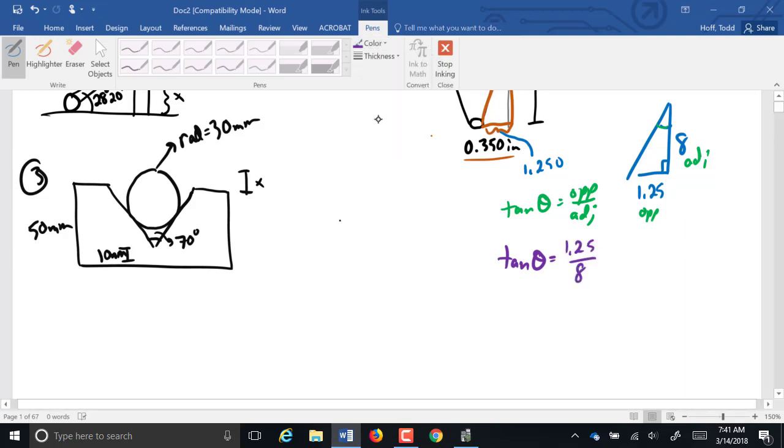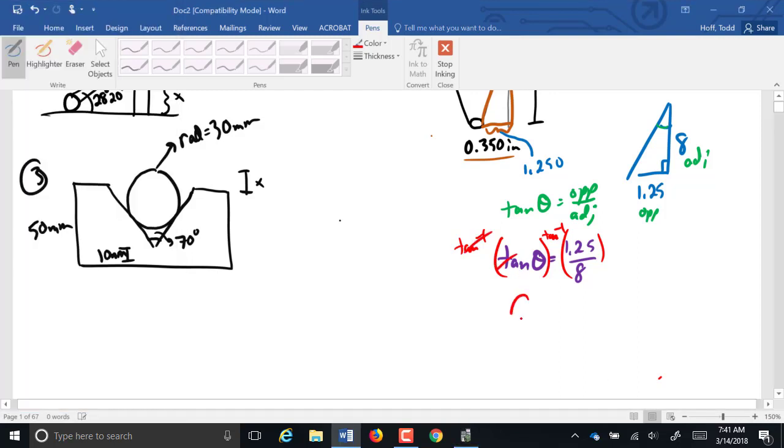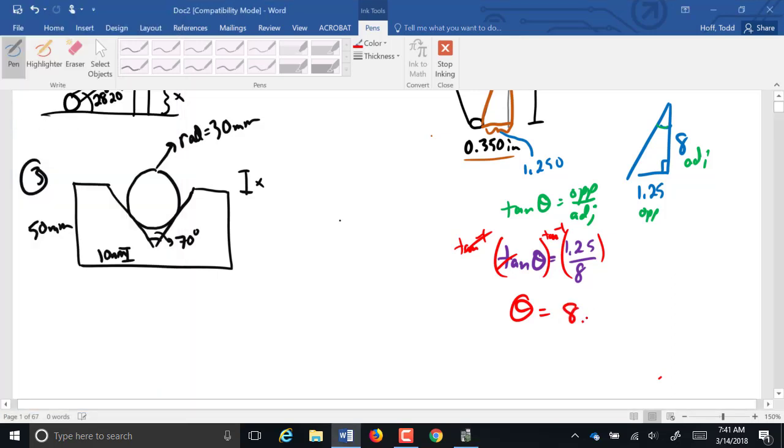Are we looking for a side or an angle? We're looking for an angle, and when we're looking for an angle, we do an inverse trig function. This is a tangent, so we're going to do an inverse tangent. So the tangent and the inverse tangent cancel out. That gives us theta. We have to do the inverse tangent, so second tangent. In our parentheses, we go 1.25 divided by 8, close the parentheses, 8.88 degrees. Anybody have that one?